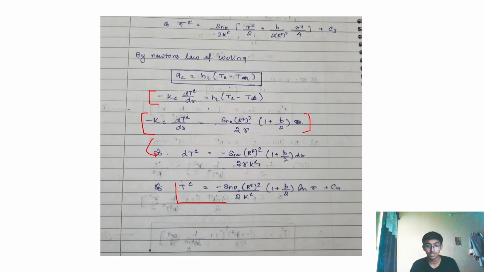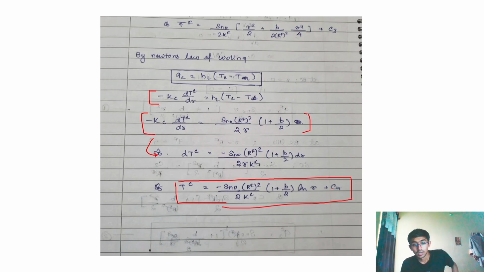We get some constant also because we are integrating, and the integral constant is C4. So C4 is here, and we get C3 and C4 as the constants. We have two more boundary conditions here, which we will discuss now.